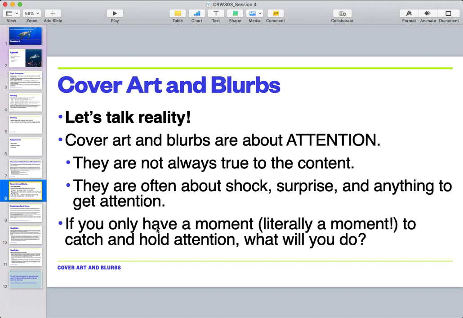Think about it. If you only have a moment, like literally a moment, someone is going down the bookshelf at the library, or looking at the bookshelf at a store, and they are just glancing at all of these covers. So many covers, so much color, so many designs, so many words. Literally just a moment to catch and hold someone's attention. What are you going to do? What does that look like to you?